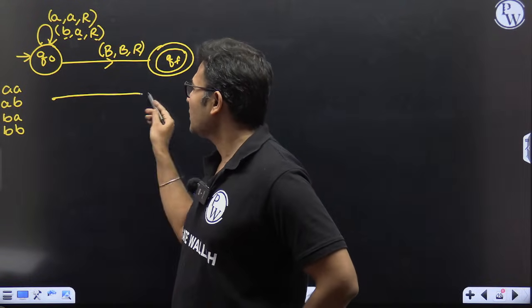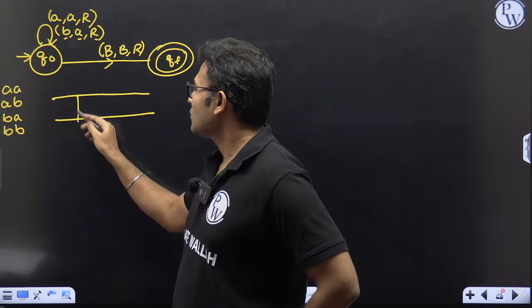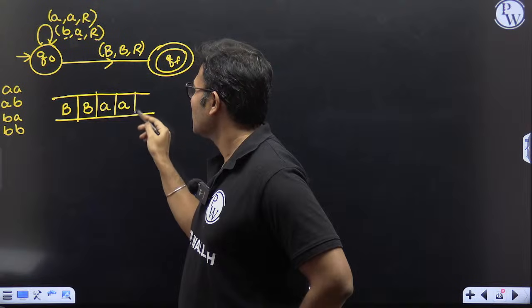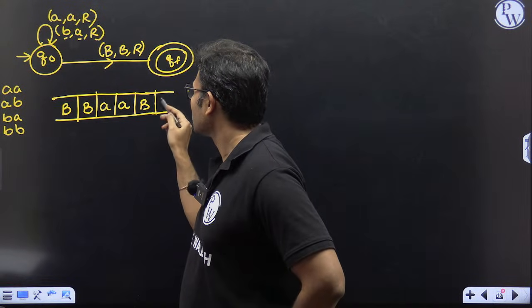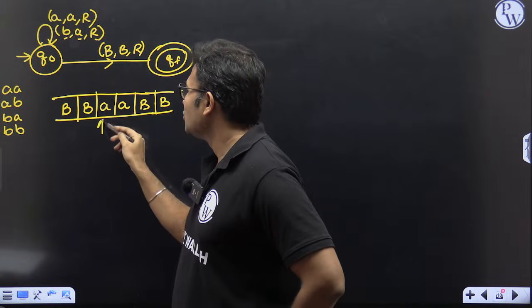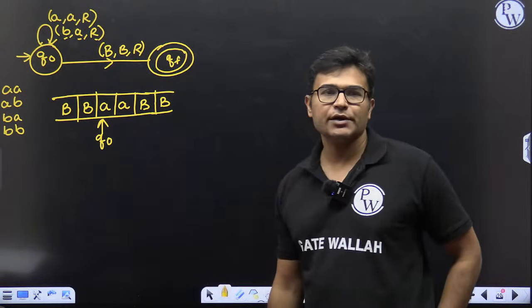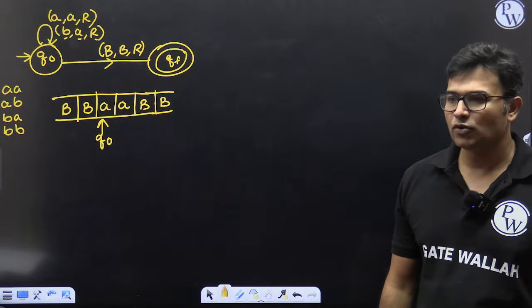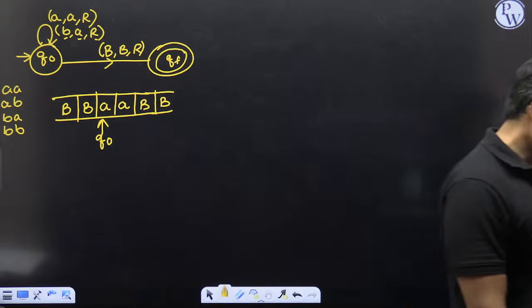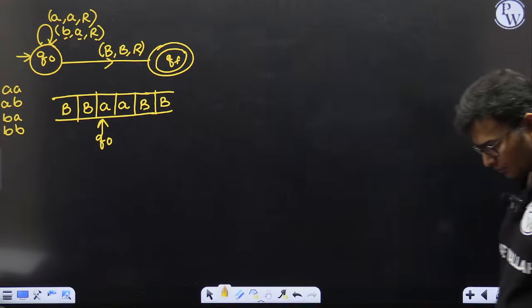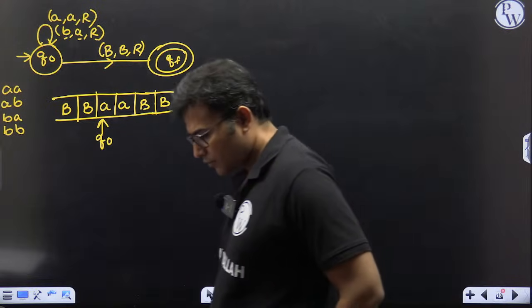So let us check what happens on AA. Blank, blank, AA, blank, blank. Now you will be in state Q0. See what happens for AA. Try this.